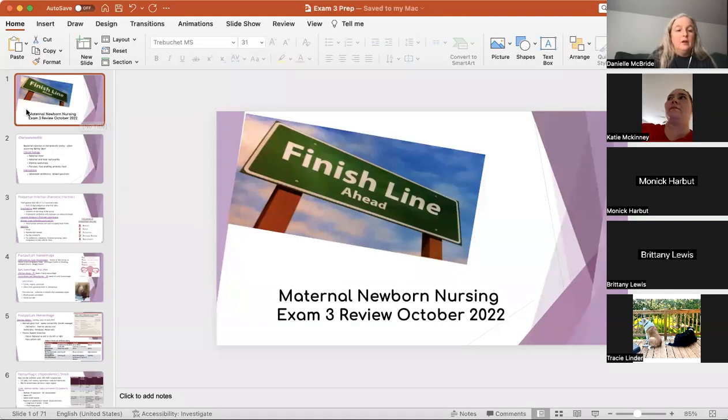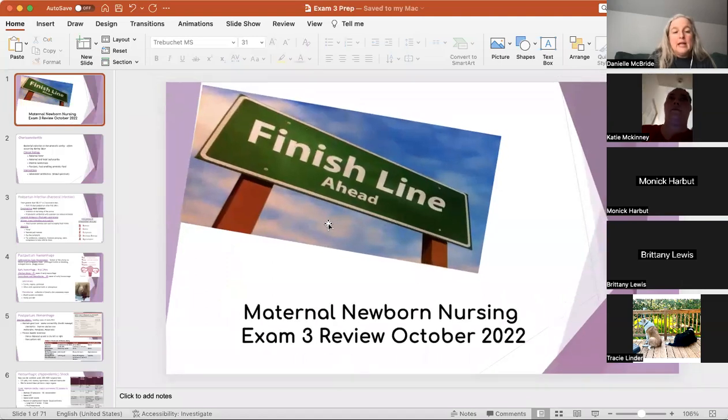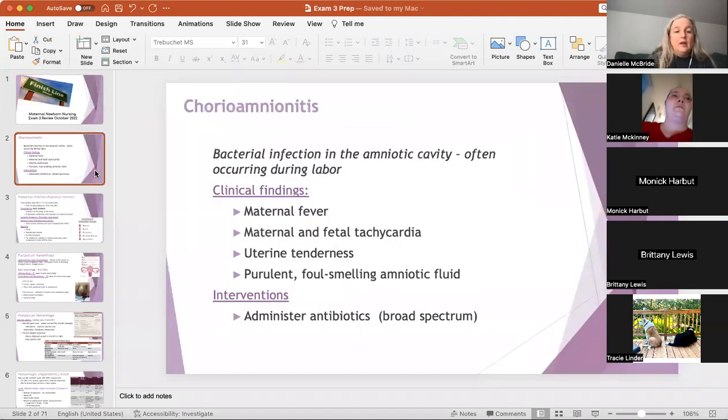Okay. So we're doing maternal newborn exam 3. And we're going to start at the very beginning of this with chorioamnionitis.